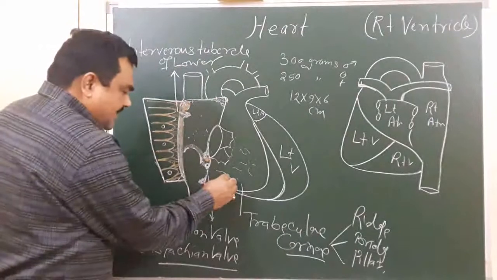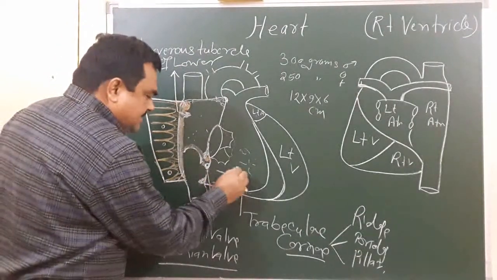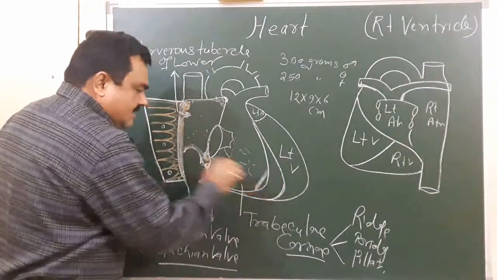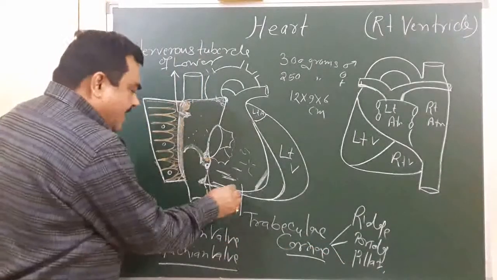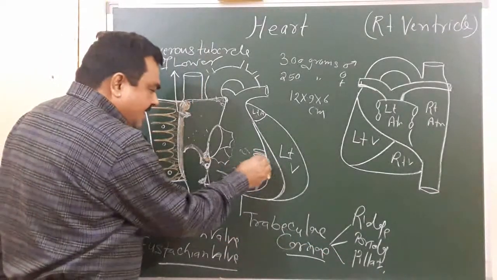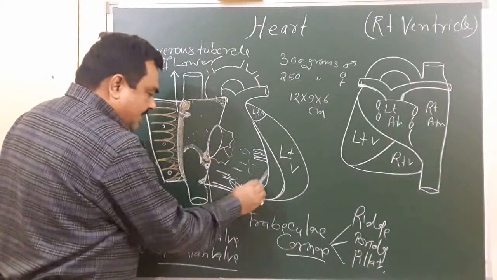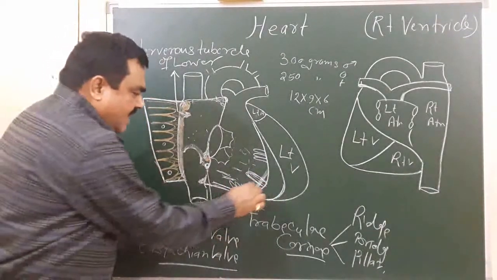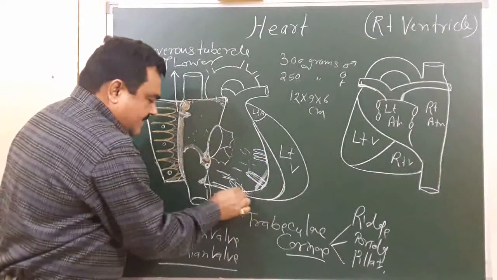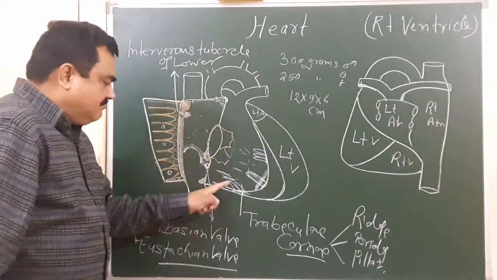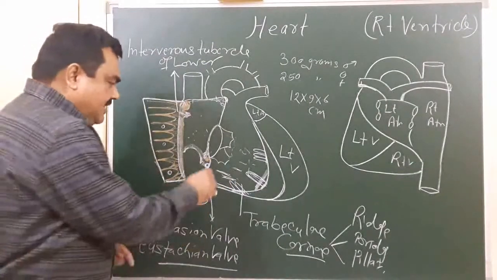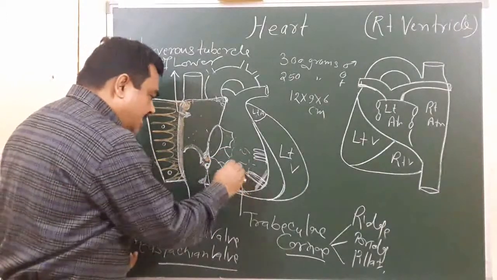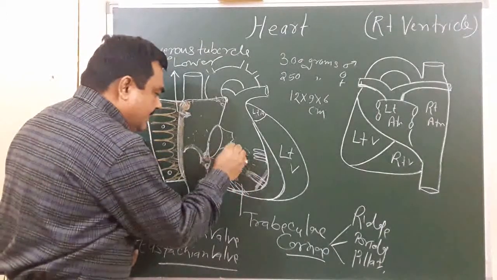These are fixed elevations in the wall. These are ridges. A bridge connects the two walls like this. And that is a pillar. A pillar has one end attached to the wall and another end free. This free end is connected with the cusp of the valve.